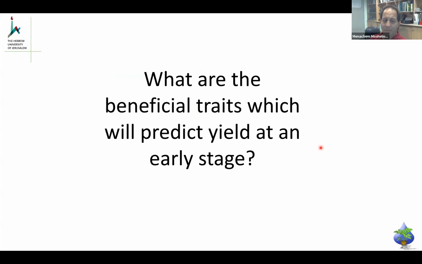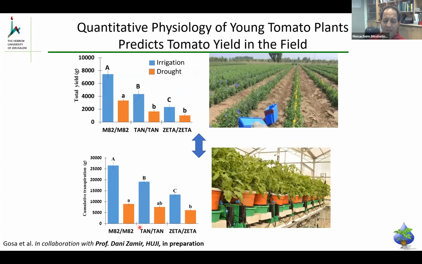I want to show you some results we have, trying to look for the many traits I showed you and to find which are the beneficial traits that help us predict the data. This experiment was done together with Professor Dani Zamir, a very good geneticist and researcher in my lab who also does field experiments with tomato. Dani gave us data from a field from a few lines, which have very different yield results in the field, both under good condition and drought. And we monitored the physiological parameters of the same plants.